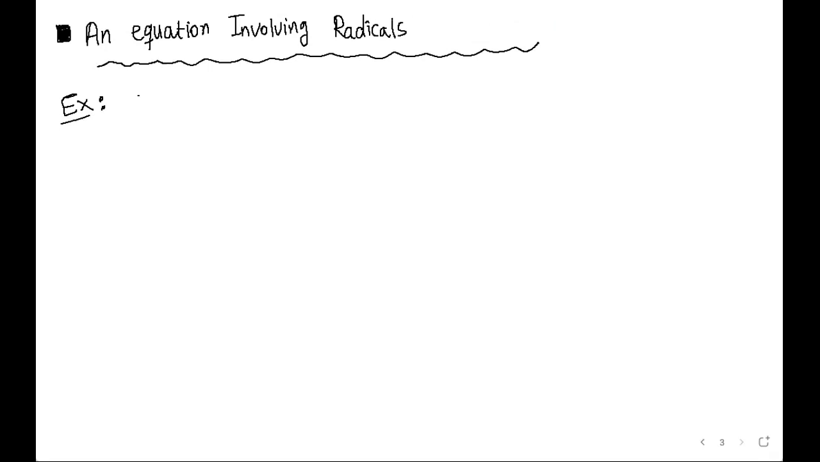So the example is: solve 2x equals 1 minus the square root of 2 minus x. How can we start solving a radical equation like this? What do we have to do? How can we start solving this?